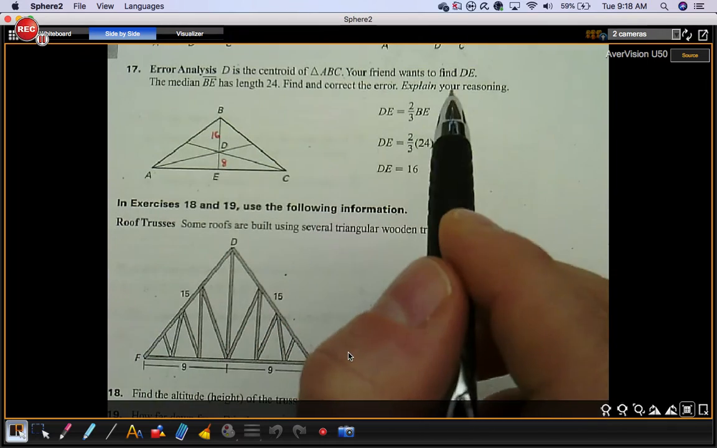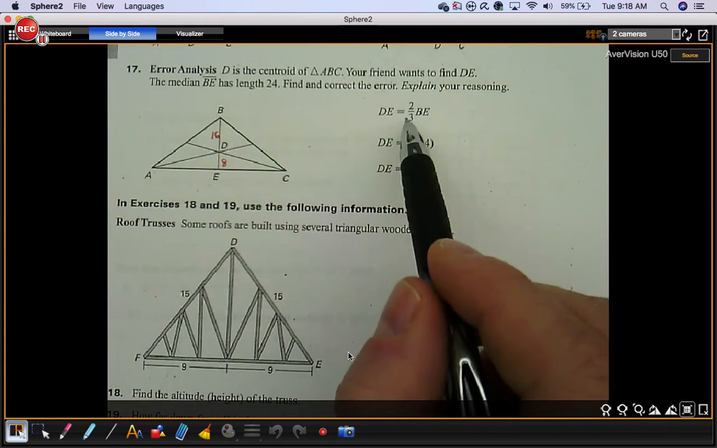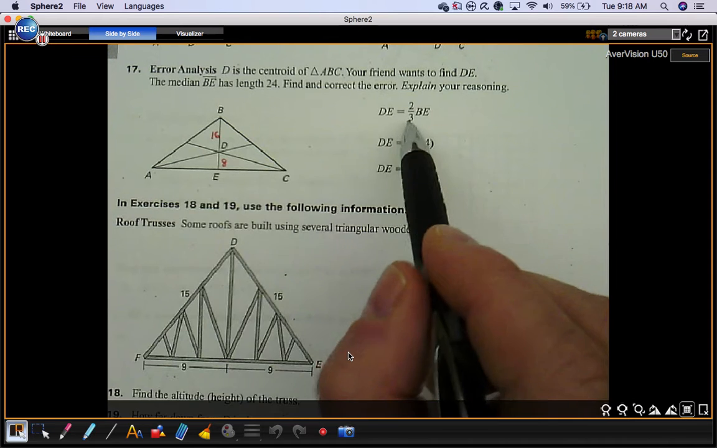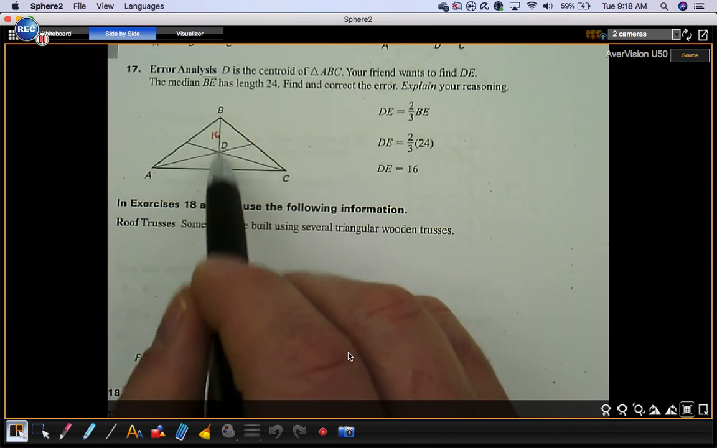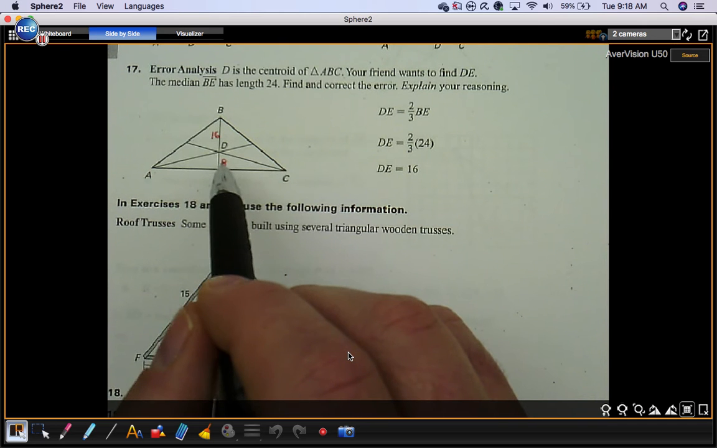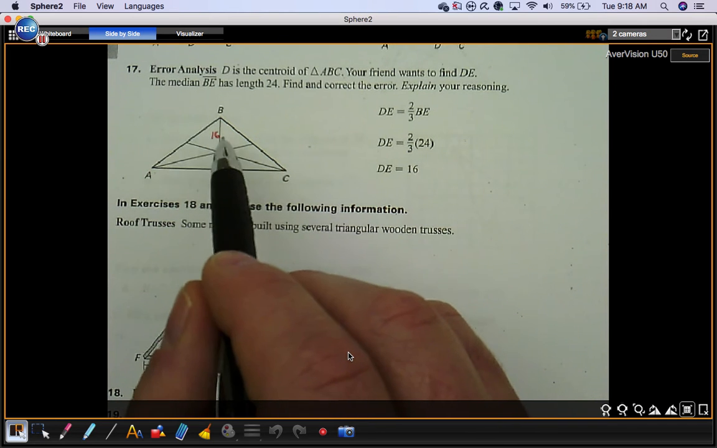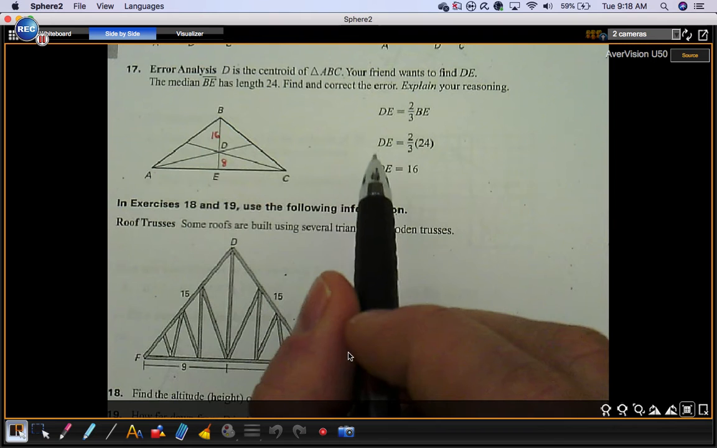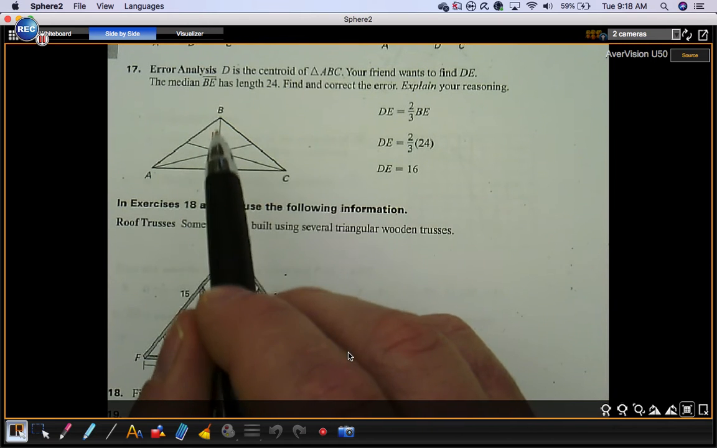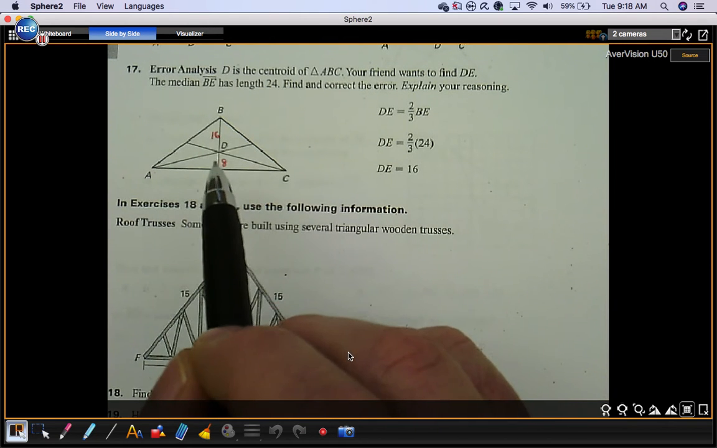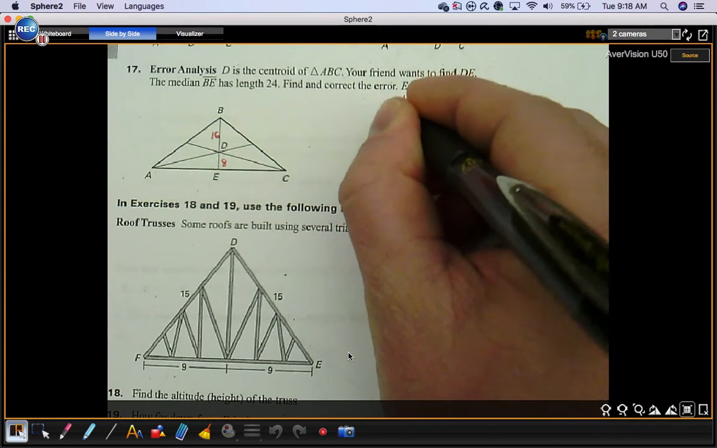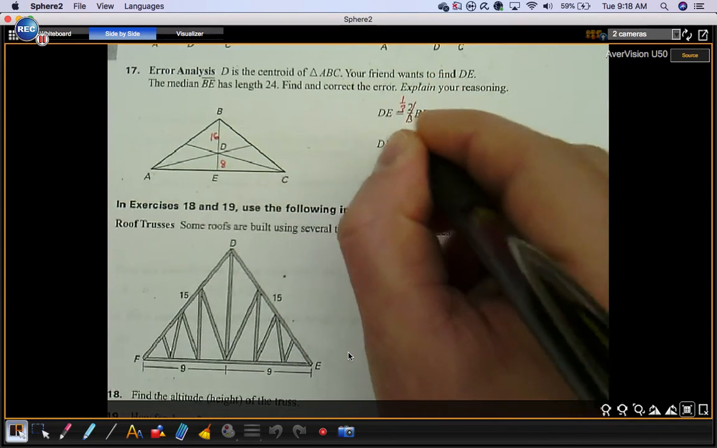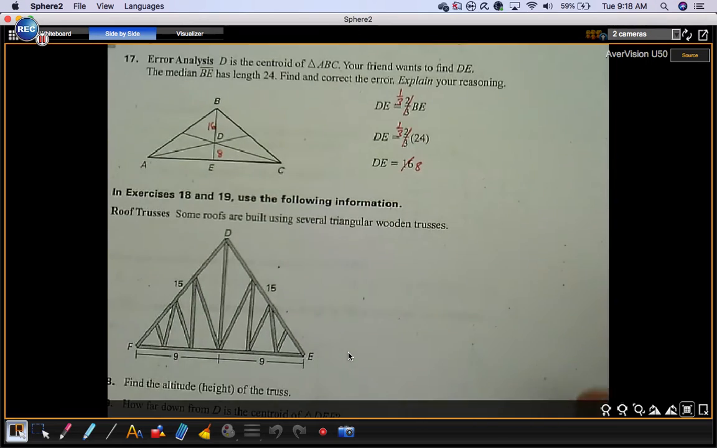Find and correct the error, explain your reasoning. D to E, that's this little guy, would be 2/3 of the distance from B to E. So if you take 2/3 of 24, do you get 8? No, you get 16. What they did was they found this instead of this. Okay, so really what you should have here is you should have 1/3 there. And that'll give you 8 there.